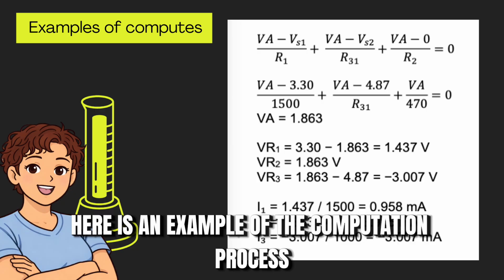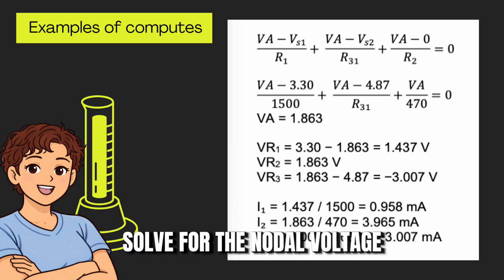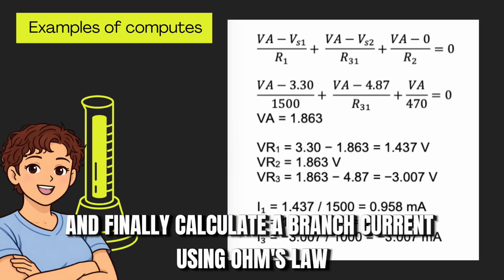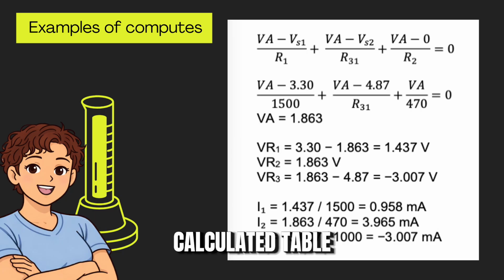Here is an example of the computation process. I start with the nodal equation, solve for the node voltage, then compute each resistor voltage drop, and finally calculate a branch current using Ohm's law. This is the same process used to generate the full calculated table.